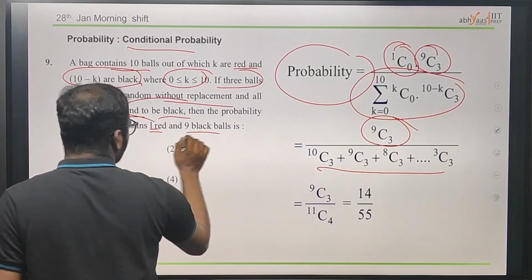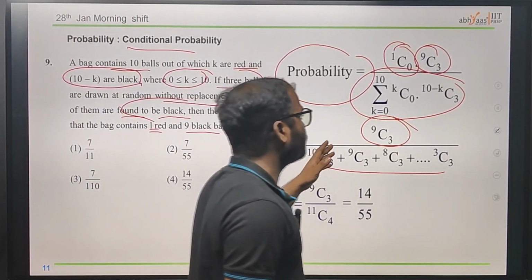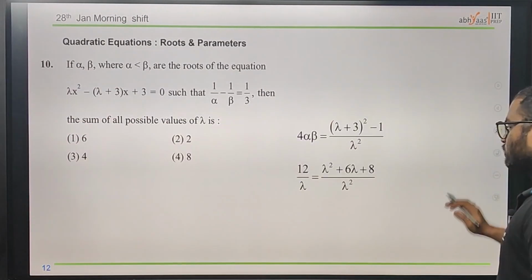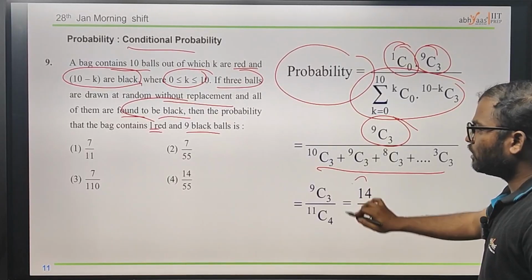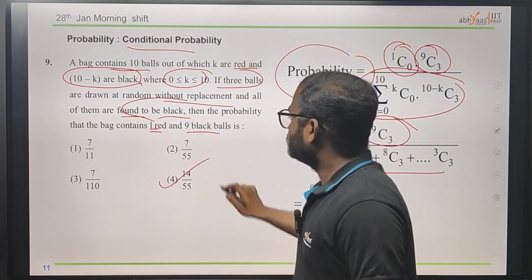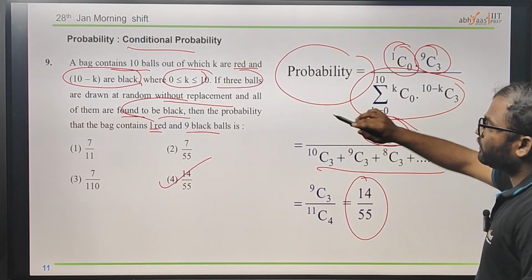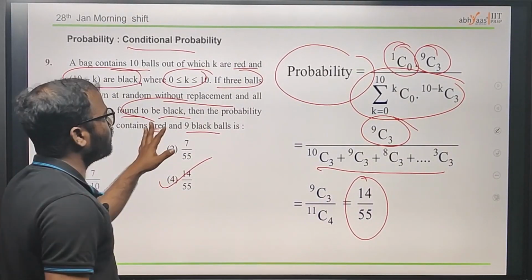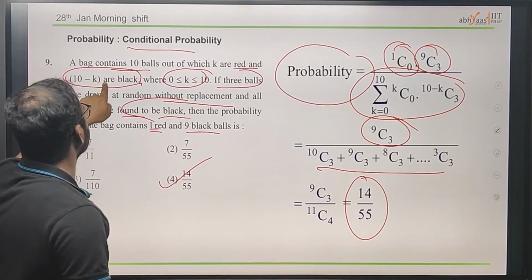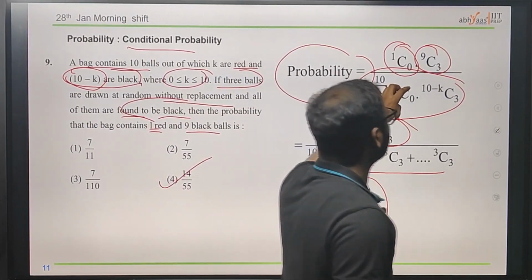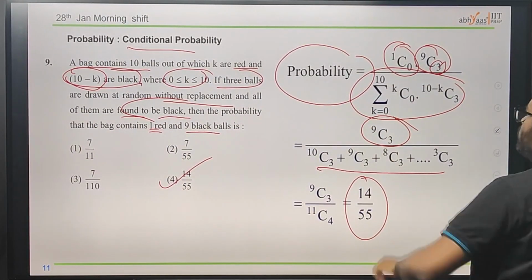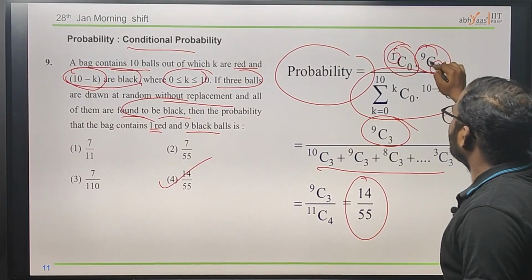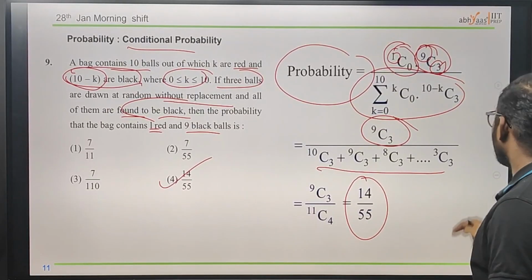Taking 1 red and 9 black balls is the possible situation, which gives 14 by 55. Taking 1 red out of the 10 balls is 1C0 ways, and for black it is 10 minus k, and also for the 3 balls itself: 1C0 for red and 9 black balls.